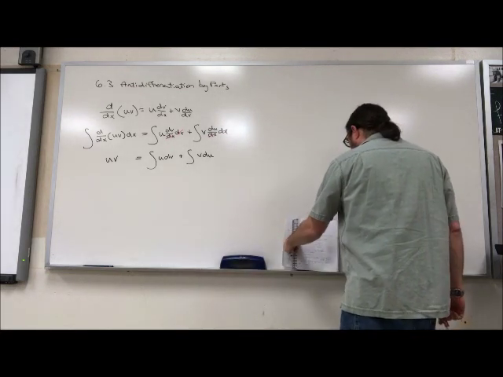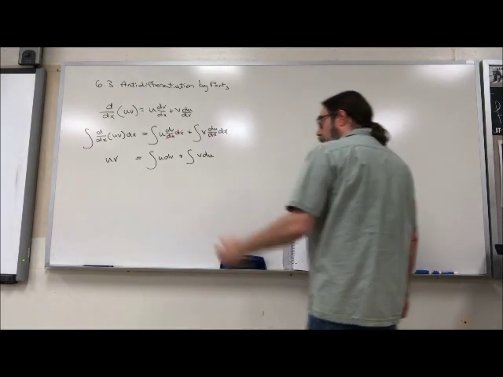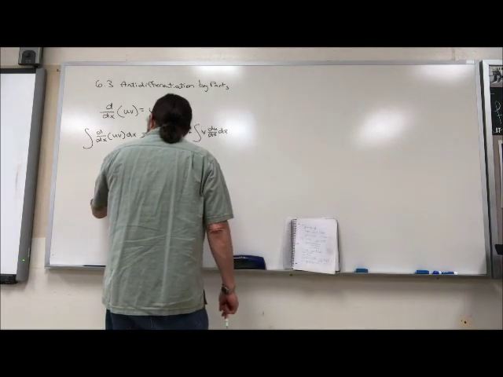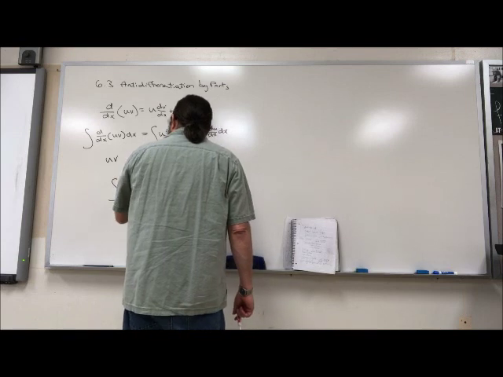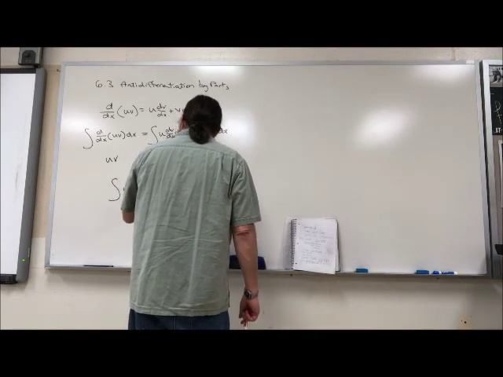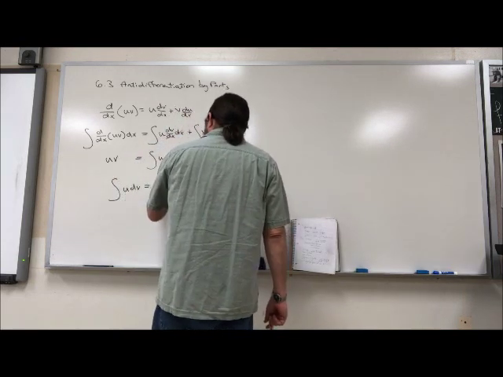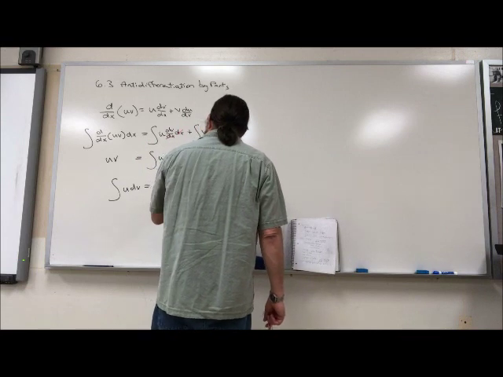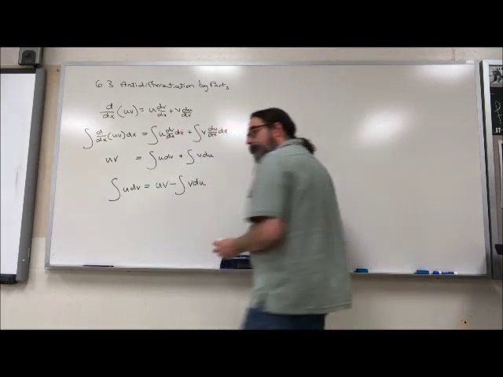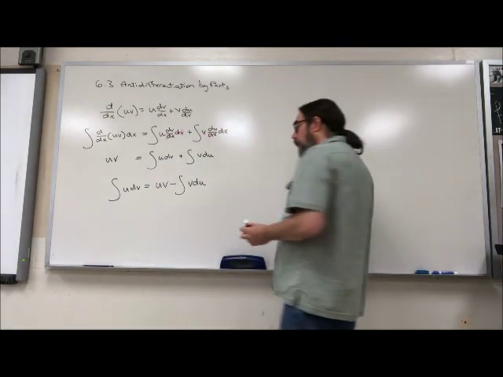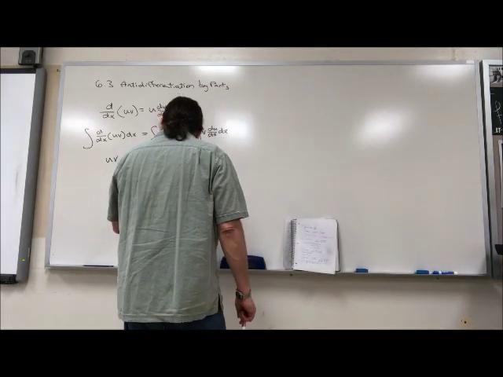Now, I can rearrange that so that I end up with the integral of u dv is equal to uv minus the integral of v du, and this is our formula right here for integration by parts.